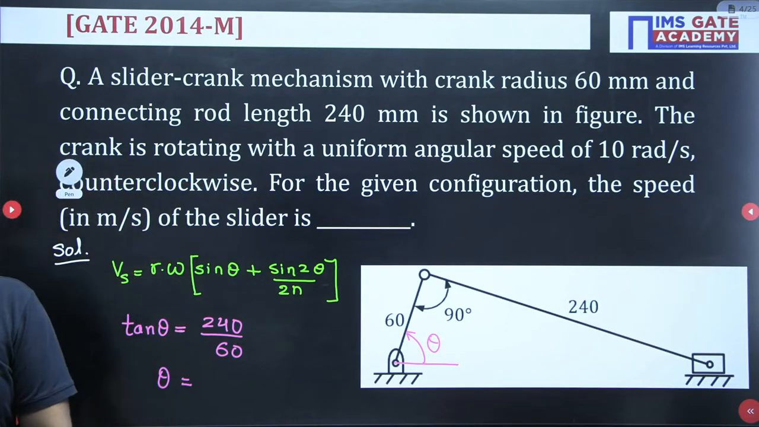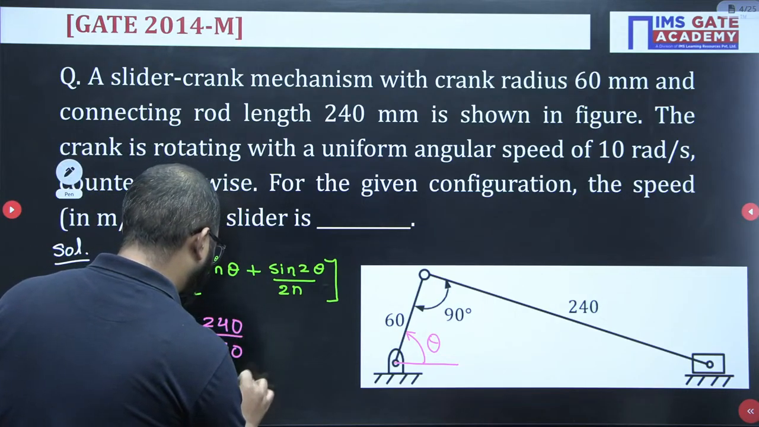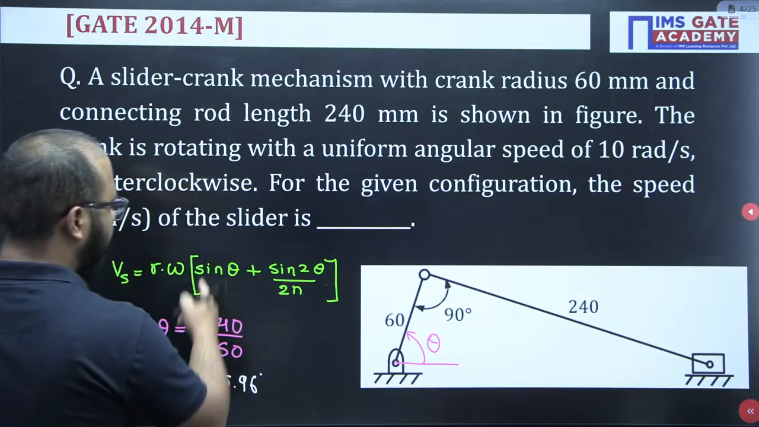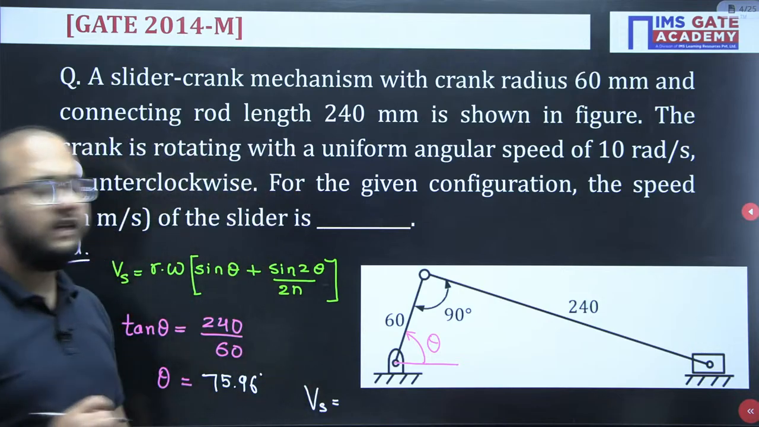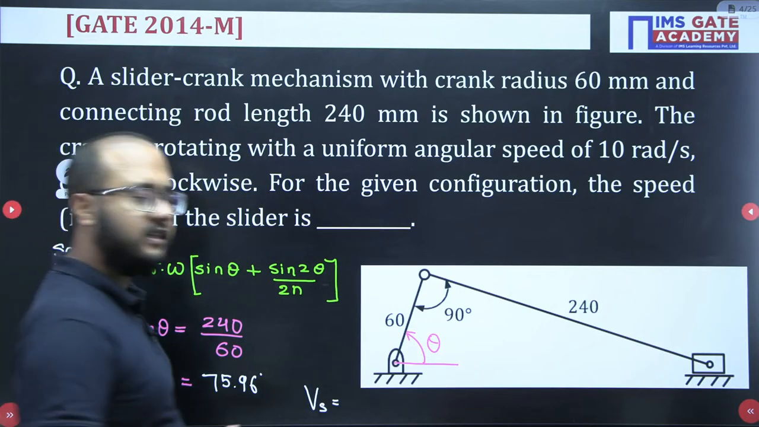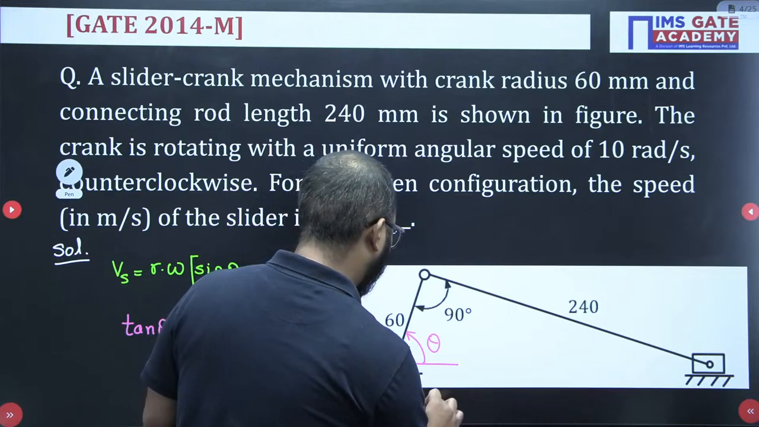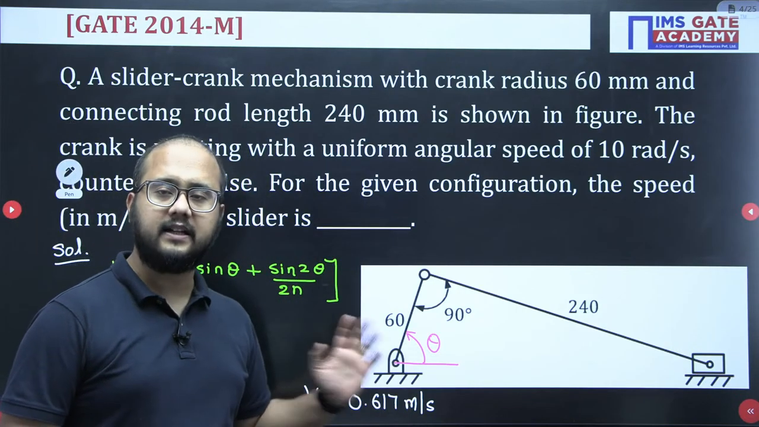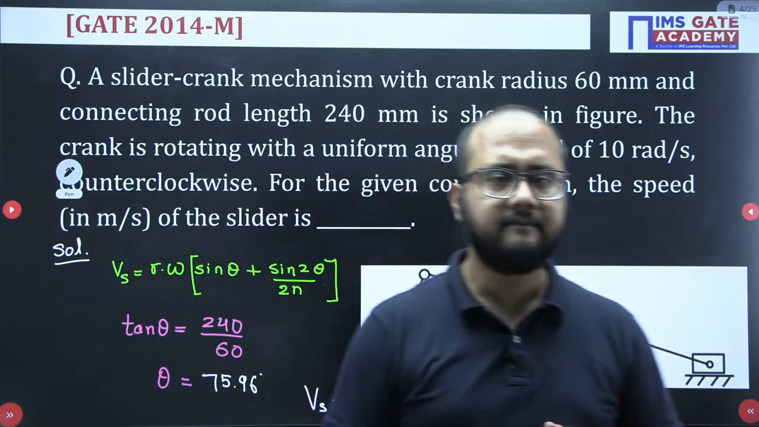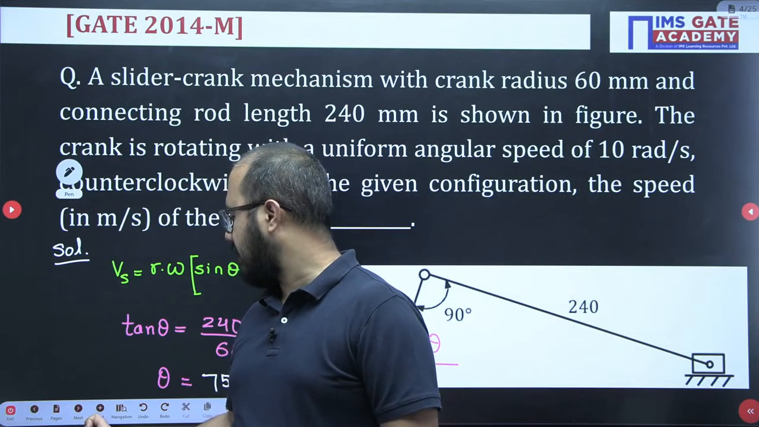So the theta value you will get is approximately 75.96. If you put this theta value in this equation for the velocity of slider, you will get approximately 0.617 meter per second. This will be the answer: 0.617 meter per second is the velocity of the slider. Right, is it clear? So this was the question. Yesterday's lecture we discussed all those things.